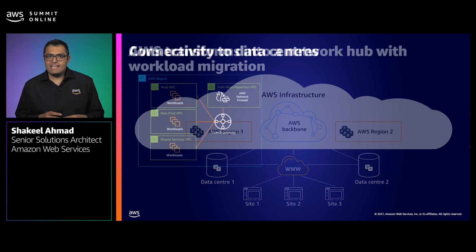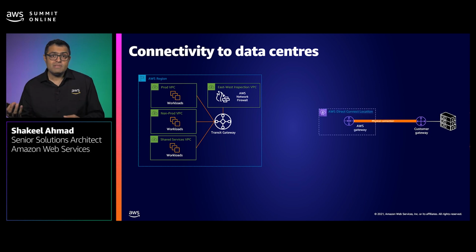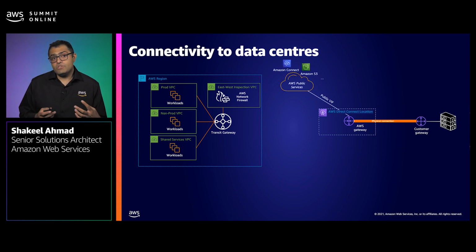So let's connect your on-premises to resources deployed in an AWS region. You can actually use AWS Direct Connect to have a physical connection between your on-premises and an AWS Direct Connect location. You can actually use Direct Connect in 3 different ways.